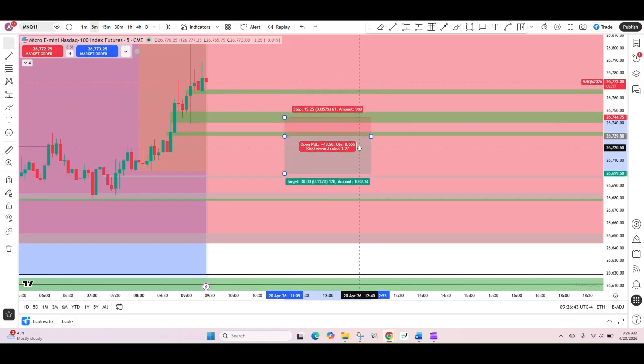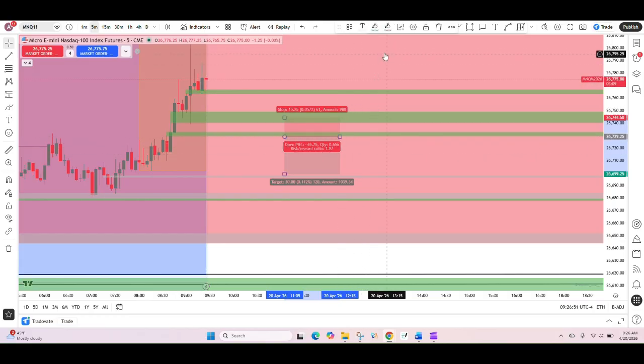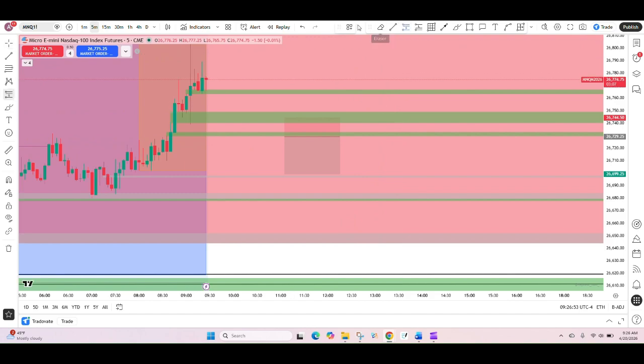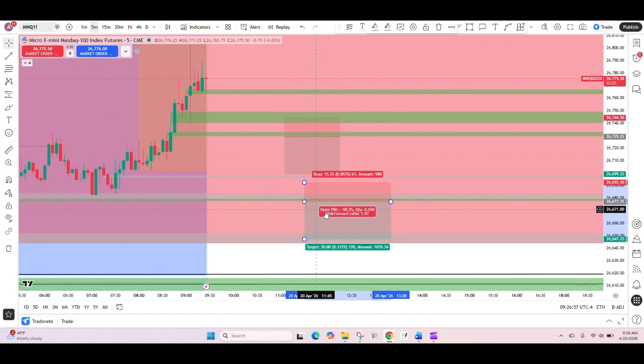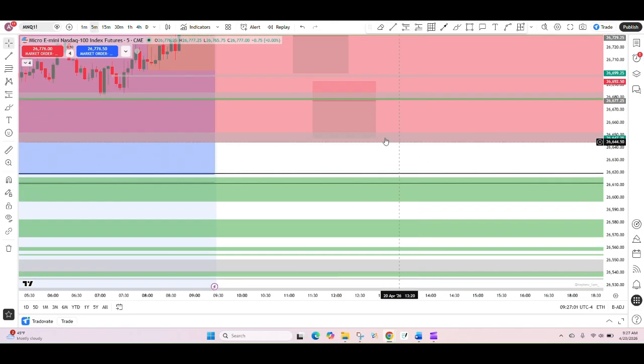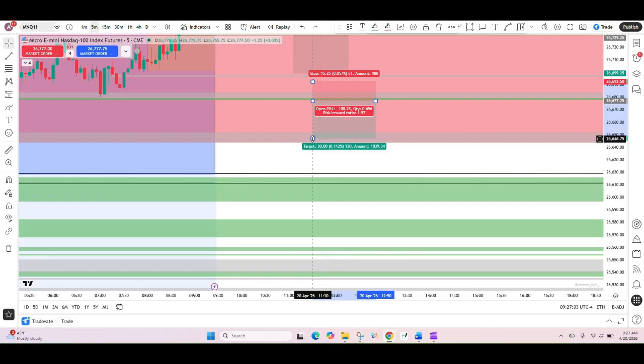Looks like maybe down here, yeah. We can set up a short here. And maybe another one below it. Right there. And for this one, we can probably target this key level right here.